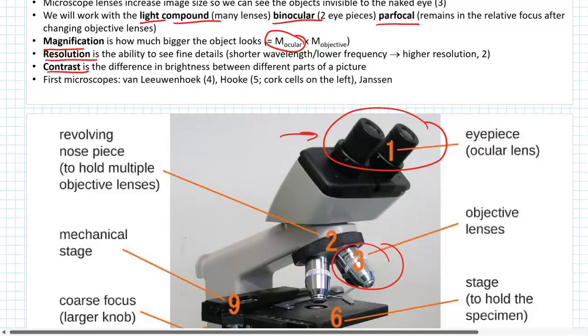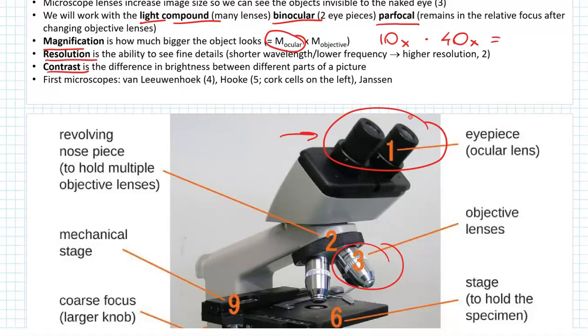So for example, eyepieces on the microscopes that are in the lab are 10x. If you combine that eyepiece with the objective that has a magnification of 40x, the actual magnification that you impose on the image is 400x. Clear? Excellent. Resolution isn't the same as magnification. It's the ability to see fine details.